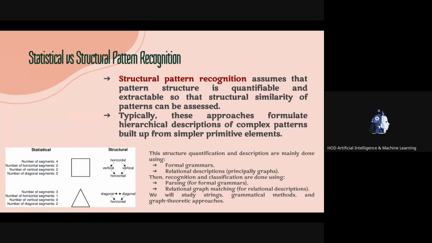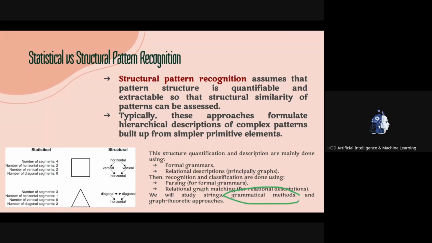And then the recognition and classification are done by parsing the formal grammars and relational graph matching. So this is purely a theory of computation concept. We will study strings. What do you mean by strings? These are all strings, am I right? Each string is a structural definition, right? We'll study strings and we will look at the formal grammar methods.